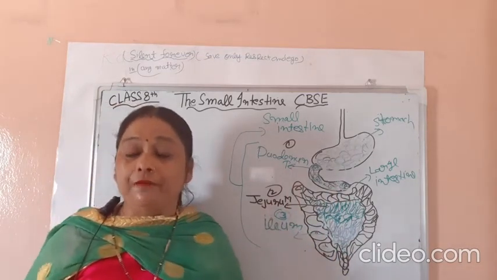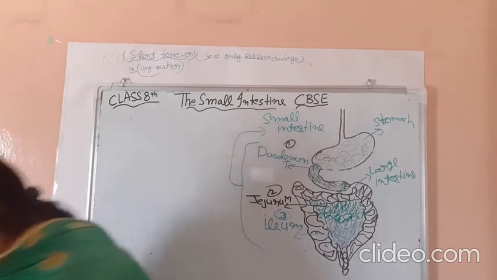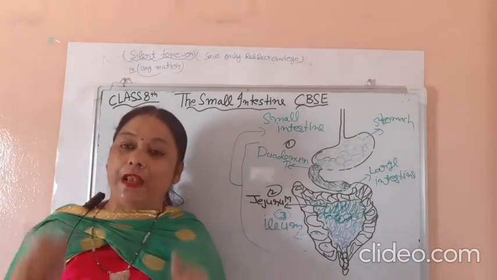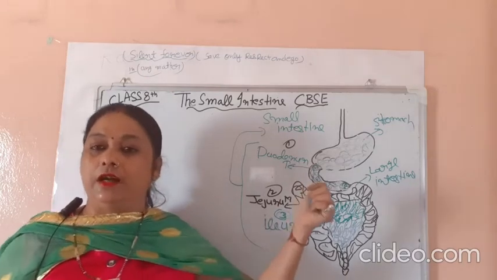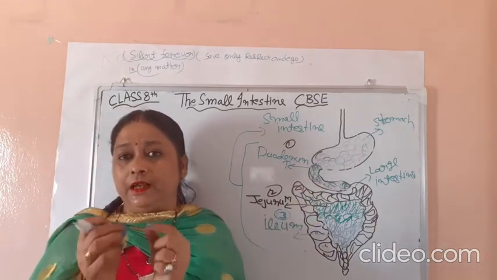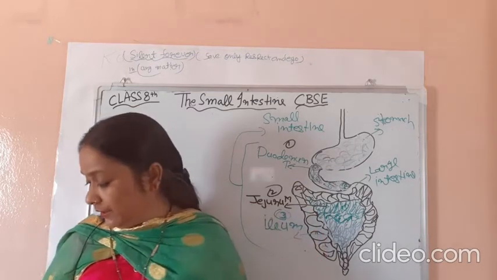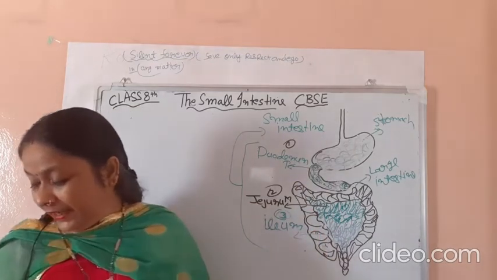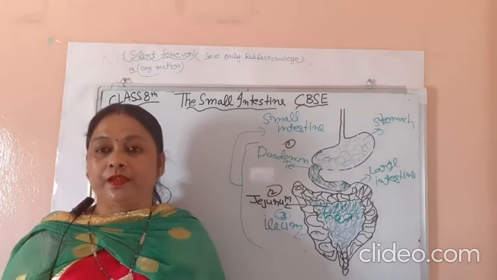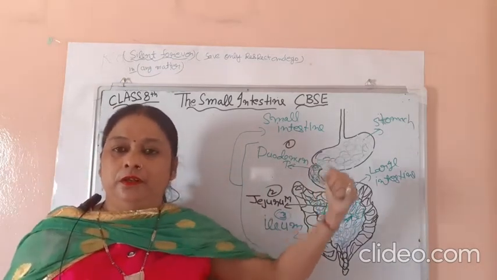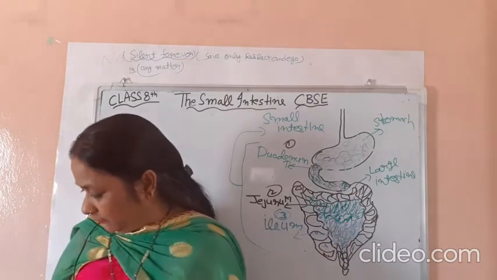So the location of the small intestine. Firstly, know about the small intestine. The longest part of the alimentary canal is called the small intestine. The length of the small intestine is 7.5 meters. It is a very narrow tube covering a large area of the alimentary canal.